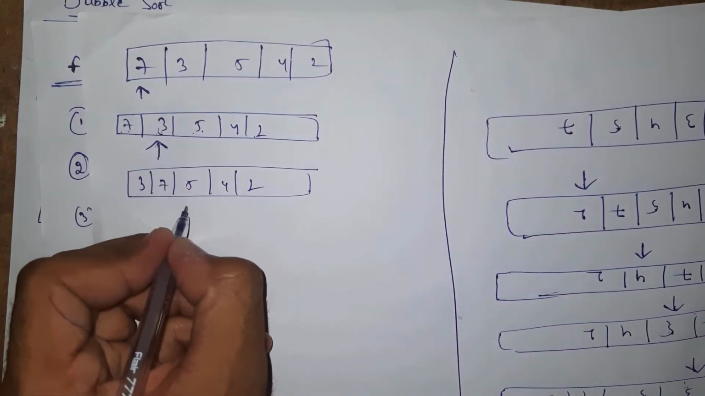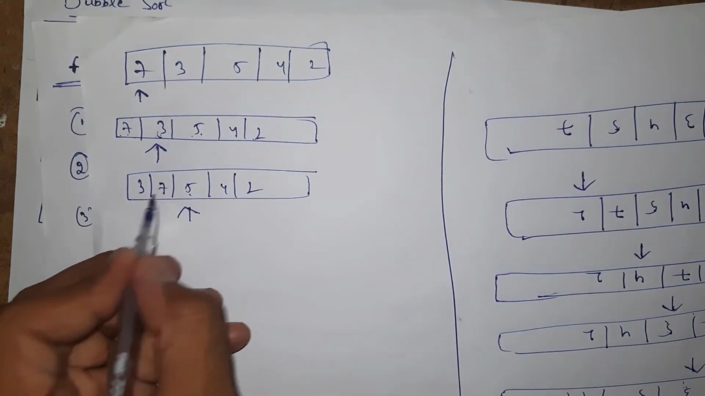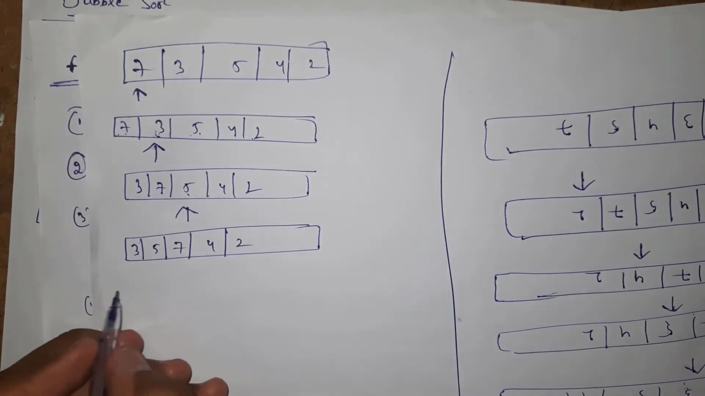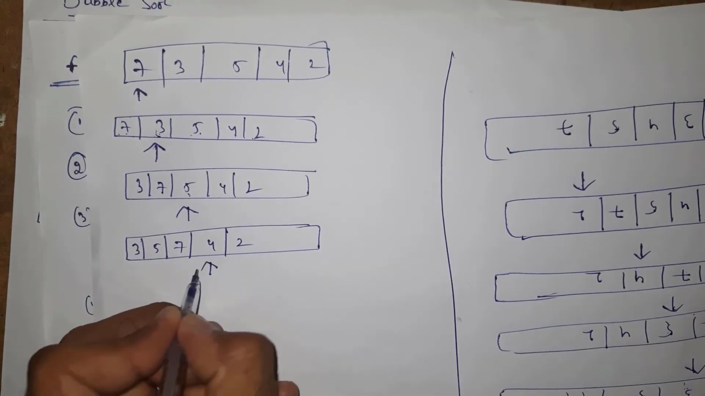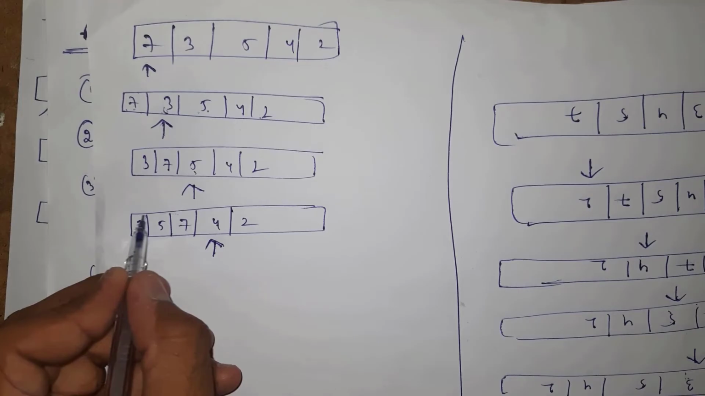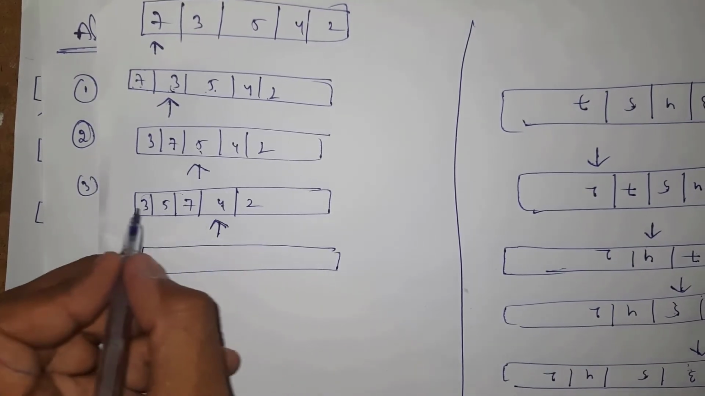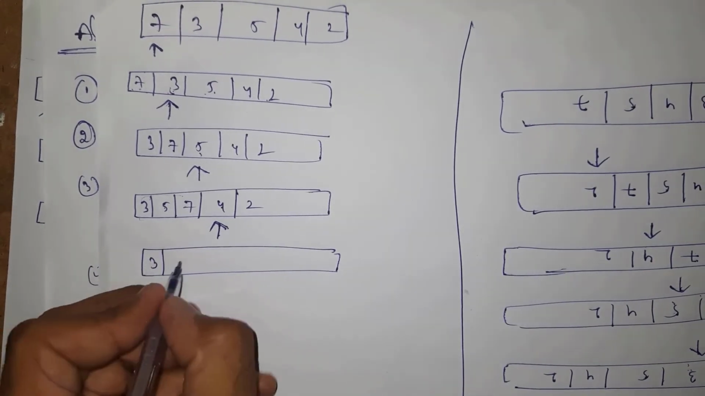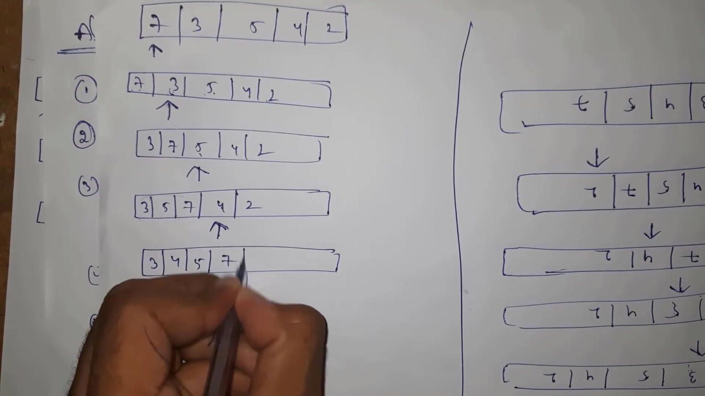Move the cursor to the next position, that is here. Now again compare this 5 with the remaining two elements and arrange these elements in a sorted manner: 3, 5, 7, 4, 2. Now again move the cursor one position forward, that is 4. Place the cursor at element 4. Now compare this 4 with the remaining elements, that is 3, 5, 7. Actually 4 should be placed in between 3 and 5. So arrange this in a sorted manner like 3, 4, 5, 7 and 2.